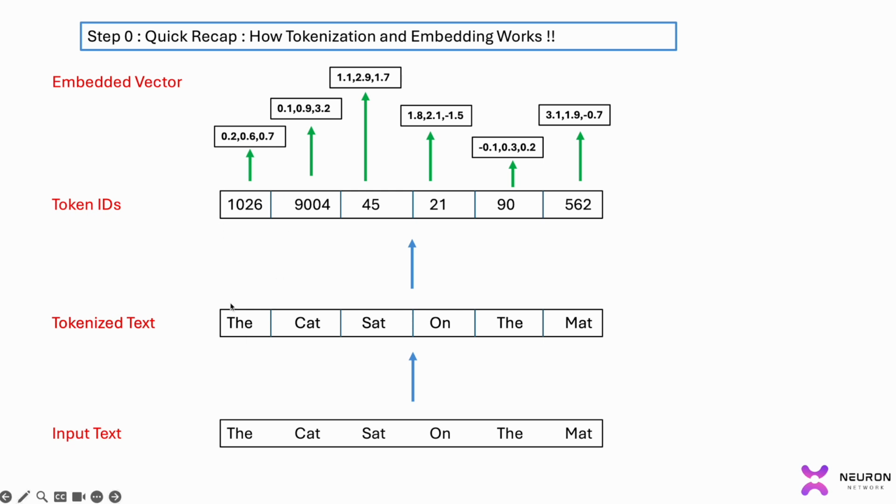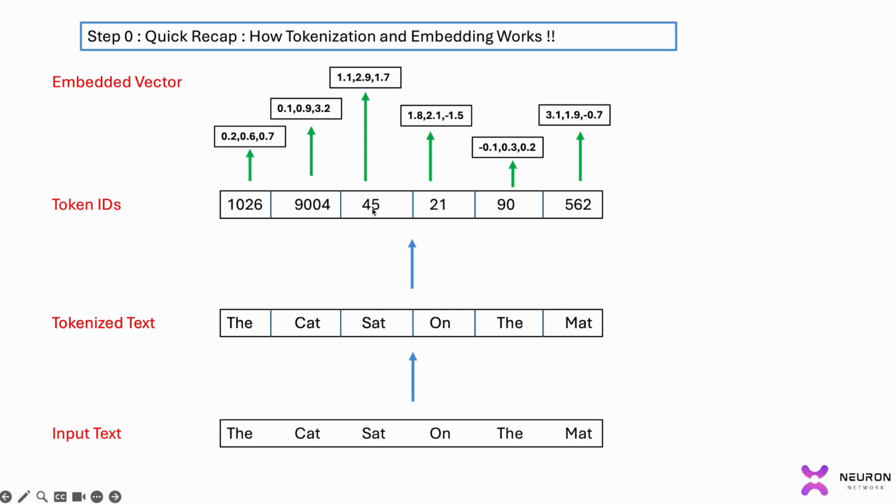Okay, so after that, our transformer will not understand this human text, right? It will understand only numbers. So we have to convert these tokens into token IDs. This is like a representation of the position in my vocabulary, for example 1026. So I am giving it a number assigned to it, 1026. "cat" is assigned a token ID 9004.